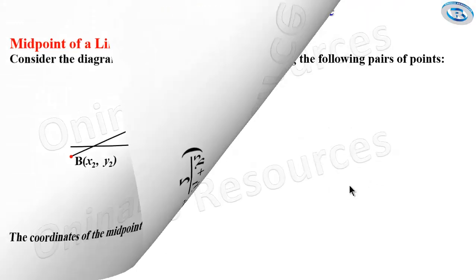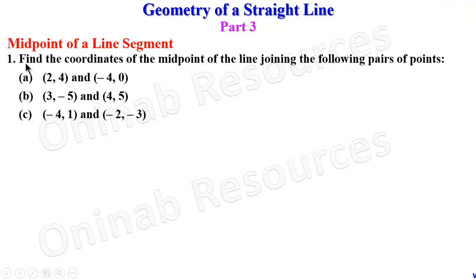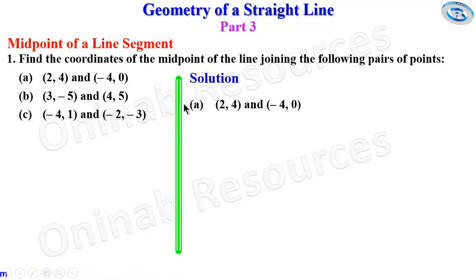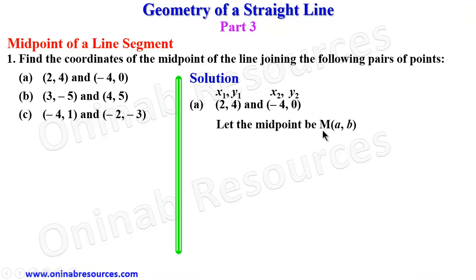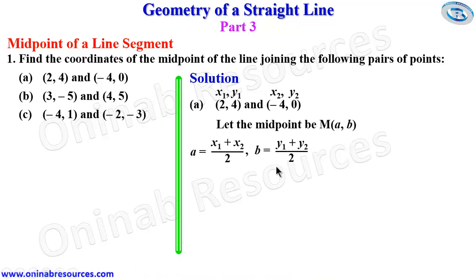So we start with problems. Problem 1. Find the coordinates of the midpoint of the line joining the following pairs of points. We have points in A, B, and C, so in our solution, we start from A. What we do is name the two points, the first one being x1, y1, and the second one being x2, y2. We then let the midpoint be M(a, b). We find the values of a and b with this formula.